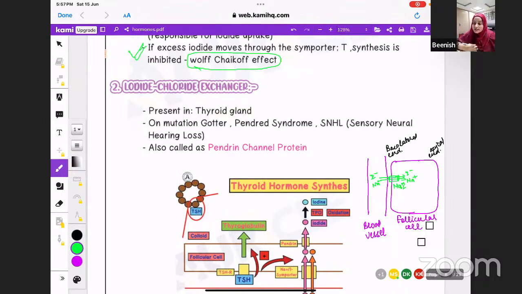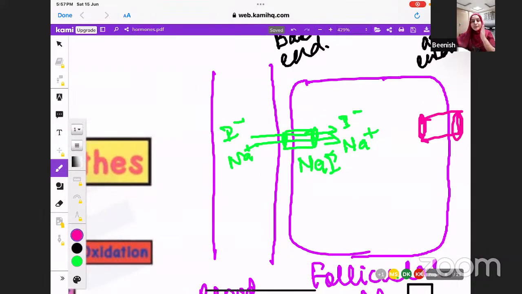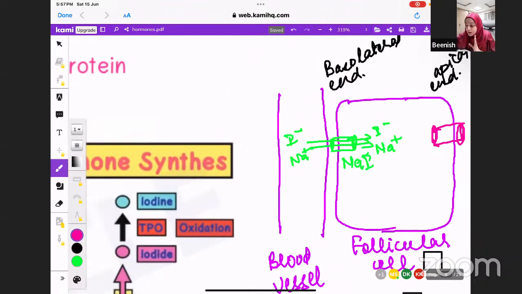Now this iodide, since it is in the reduced state, it needs to be flushed out of the follicular cells. Now this flushing out of the iodide from the follicular cells is taking place by a chloride iodide antiporter. Okay, I am going to draw that in pink here. Okay, so on the basolateral side, I'm going to repeat myself. This is a follicular cell. On the basolateral end of the follicular cells, you had a sodium iodide symporter. So because of this symporter, sodium and iodide are going to enter the follicular cells. Now what happens? Since this iodide is in reduced state, it needs to be flushed out of the follicular cells.